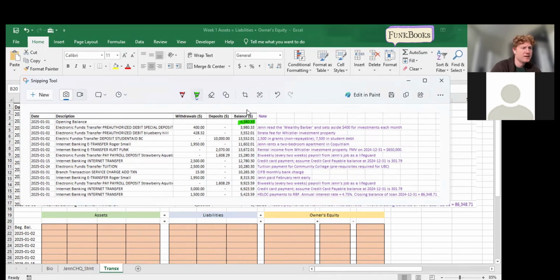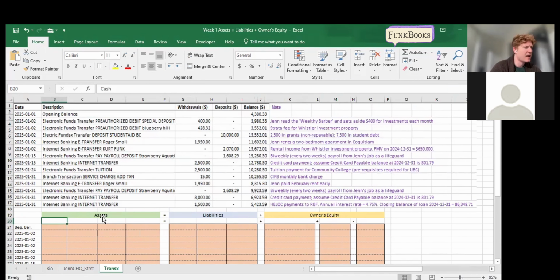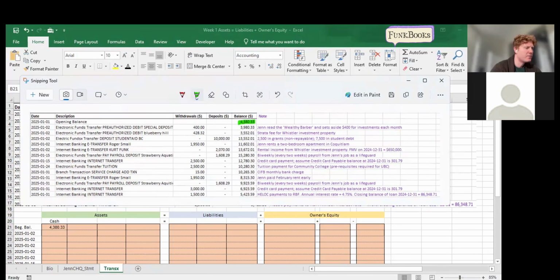So how does this affect the accounting equation? Well, first of all, we have an asset, right? This entire bank statement is to do with cash. So obviously we'd expect there to be cash here, right? So cash should come in. And let's say our assets are increasing by that beginning amount of 4,380.